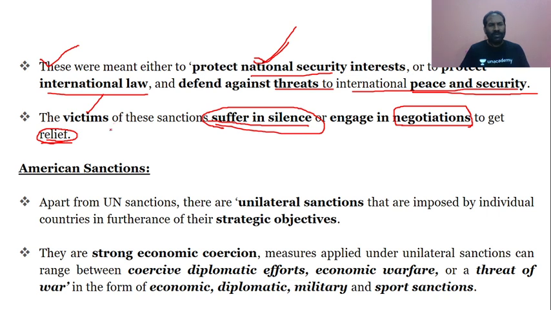Now we will look at individual countries also going ahead with sanctions irrespective of the UN sanctions. There are many, but we will look at a couple of the US sanctions on various countries. We have seen that in spite of having the UN sanctions, we have seen unilateral sanctions. That is what I'm talking about.